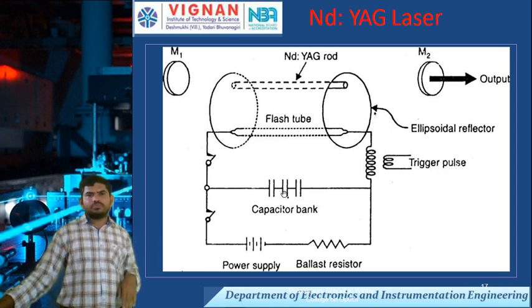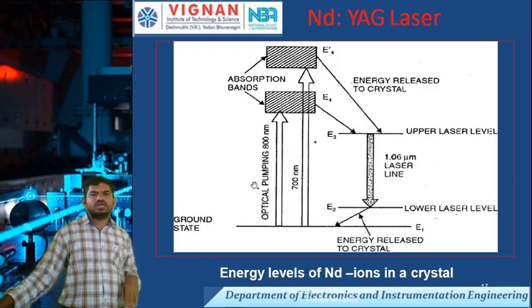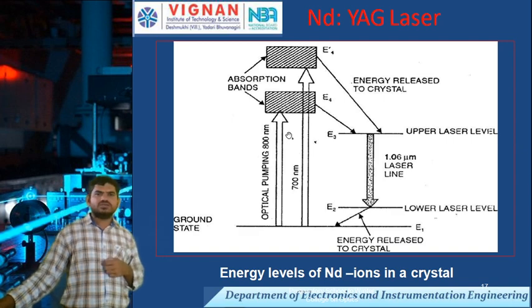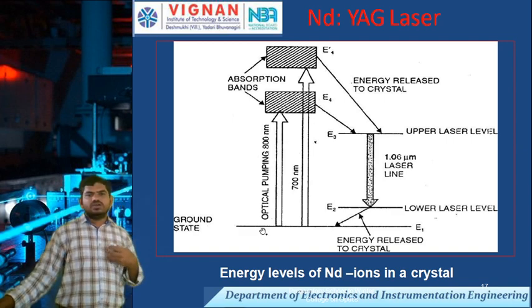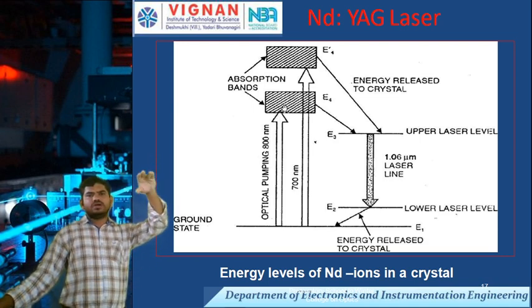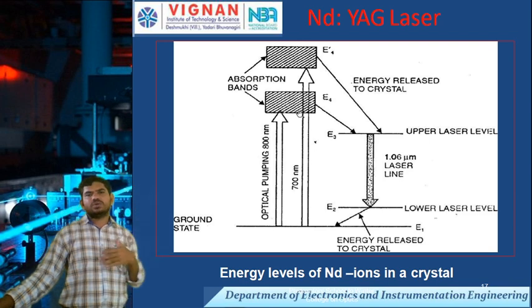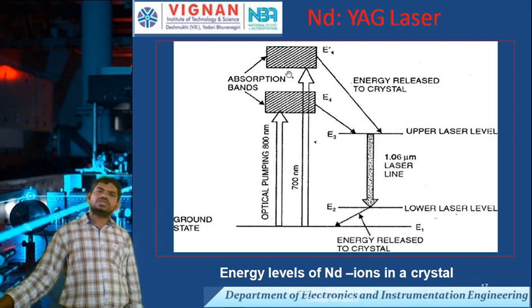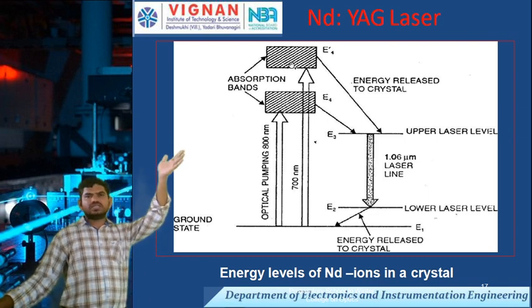Due to that optical pumping, the ions can move from the ground state to the higher energy level E4, within the optical pumping range of 700 and 800 nanometers. When the atoms reach the higher level, some atoms reach an even higher energy level than E4, that is E4 dash.